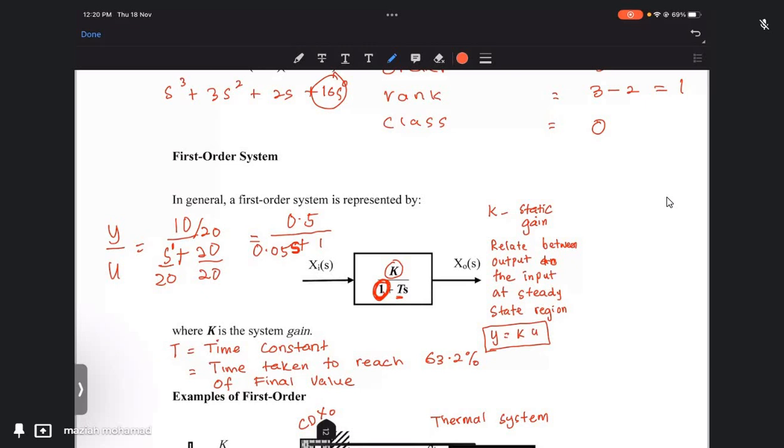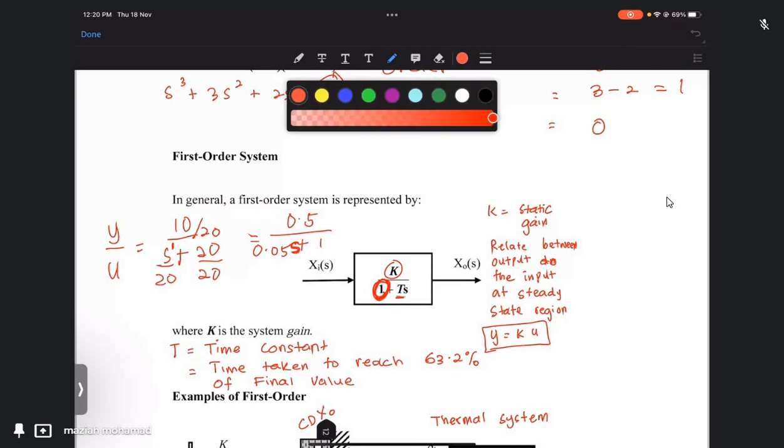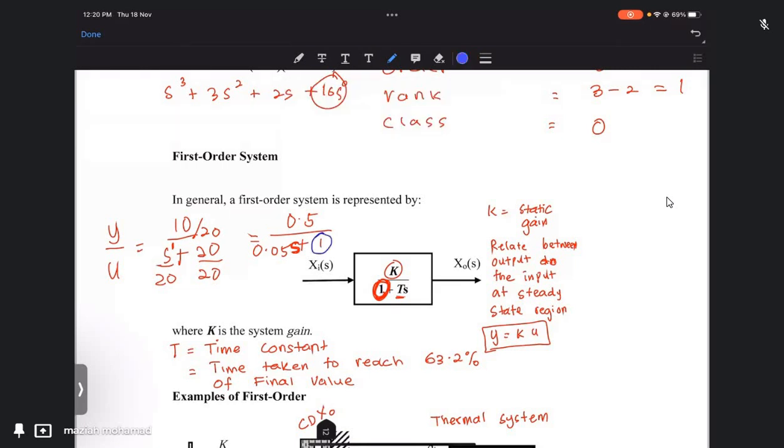Alright. Okay, thank you. So by rewriting the equation in form of general transfer function, we can see the term 1 here is visible. So then we can compare. The numerator term is the k, and this one here is the t. So by comparing like that, we can say k is 0.5 and t is 0.05.